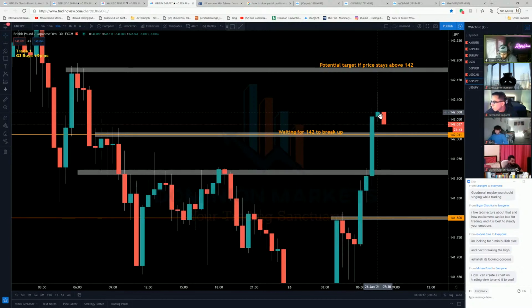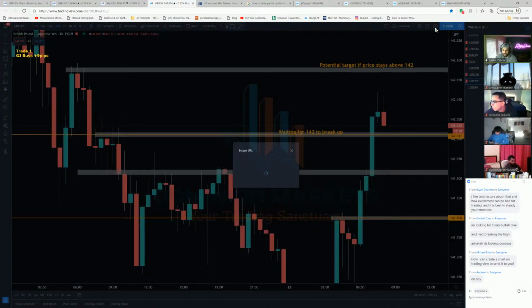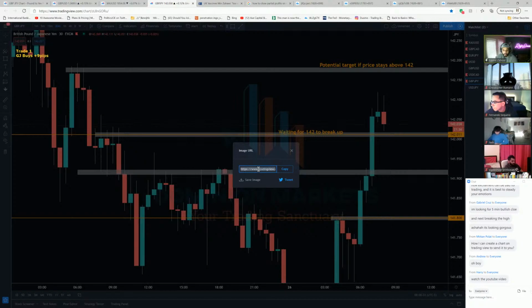How can I create a chart on TradingView to send it to you? So you go to camera and you copy this link and then you send that link in the Zoom chat.